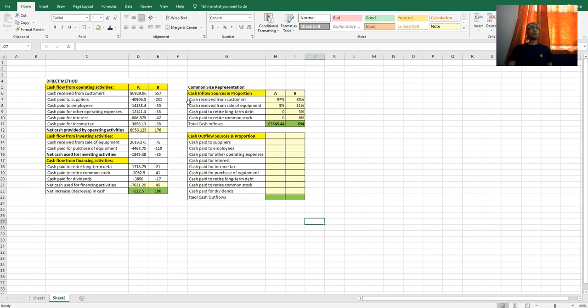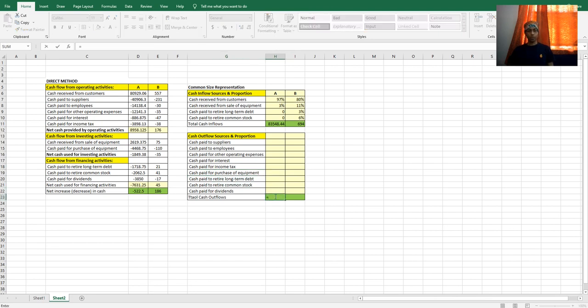97% of the cash received in case of A is from customers, while 80% is from B. Cash received from sale of equipment 3%, 11%. There is a drastic difference in both the cases. Now we come to the outflows.